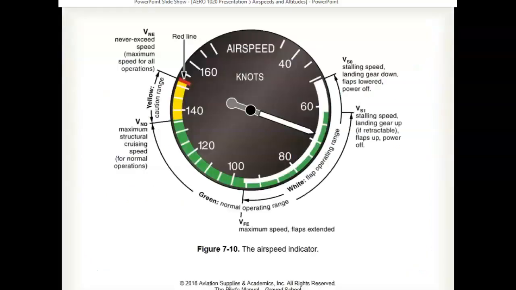So here's another representation of the analog airspeed indicator. The Diamond DA40 with the primary flight display has color codes as well on the digital readout for airspeed, but get to know the different color codes, what they represent, and what the bottom and top speeds represent on each one of these color-coded arcs.